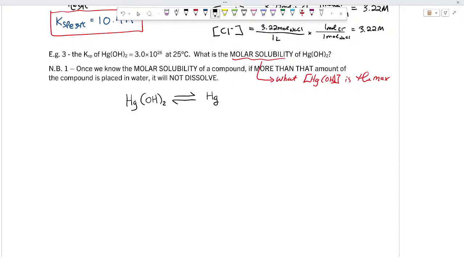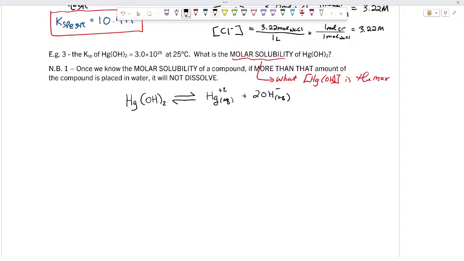Mercury. And what will the charge be on mercury? Positive what? Can you tell from this equation? It's got to be positive 2. If not, you can check your periodic table. But there we go. We're going to get mercury ions. And what else will we get? 2 OH negatives. Yeah, agreed. How's that? Does that feel okay?